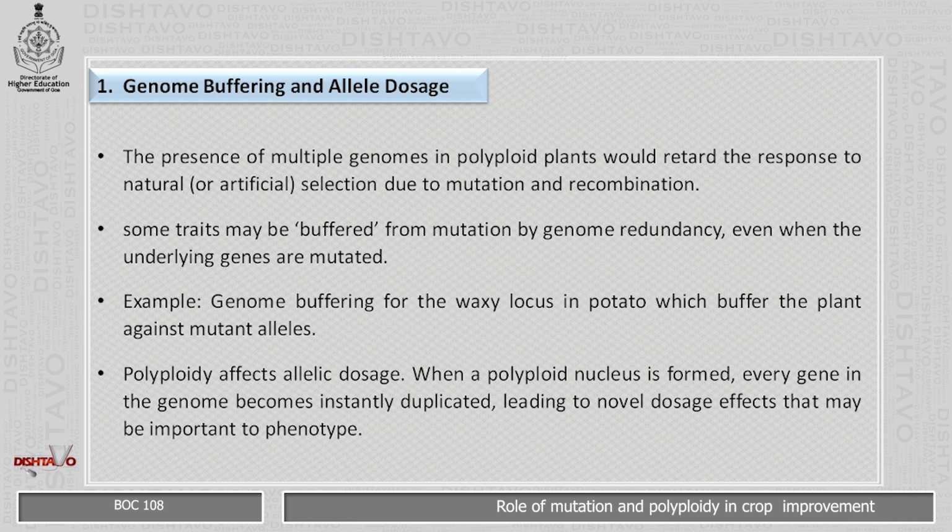The presence of multiple genomes in polyploid plants would retard the response to natural or artificial selection due to mutation and recombination. Some traits may be buffered from mutation by genome redundancy even when underlying genes are mutated. Example, genome buffering for the waxy locus of potato, which buffers the plant against mutant alleles. Polyploidy affects allelic dosage. When a polyploid nucleus is formed, every gene in the genome becomes instantly duplicated, leading to novel dosage effects that may be important to phenotype.